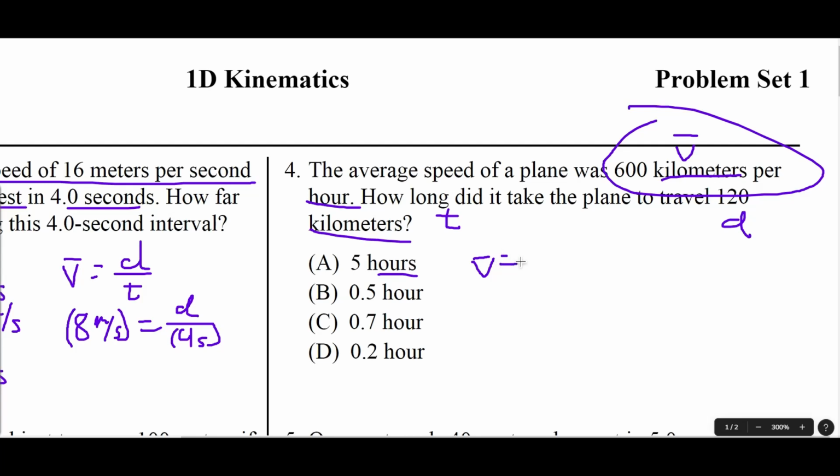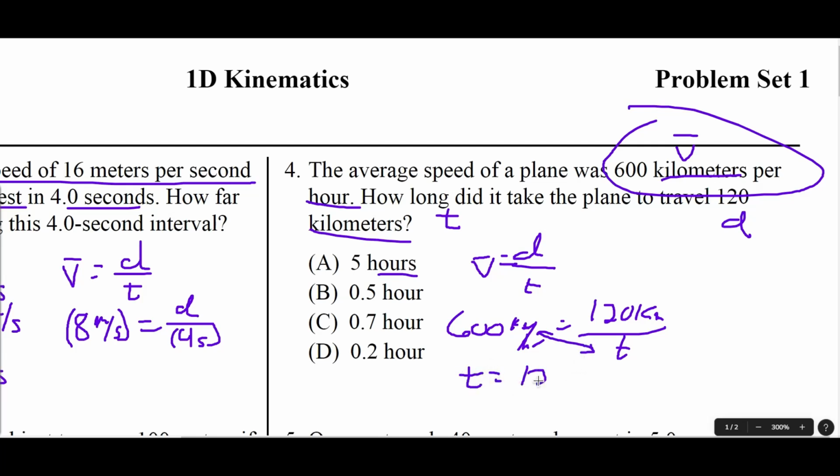So I use my equation, v bar equals d over t. I'm going to plug the numbers in, 600 kilometers per hour equals 120 kilometers over t. Cross multiply, or what I like to do is a cross switch. So I just switch the location of those two points. So 120 divided by 600, plugging that all in, and we end up getting 0.2 hours.